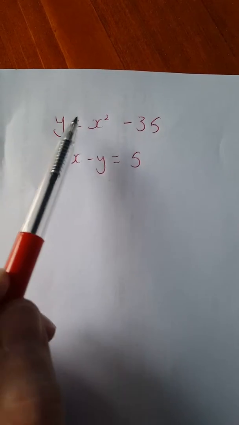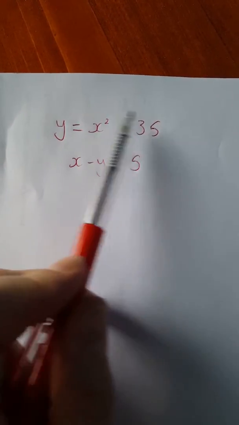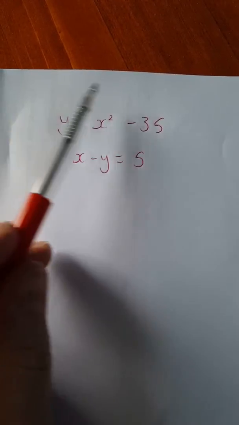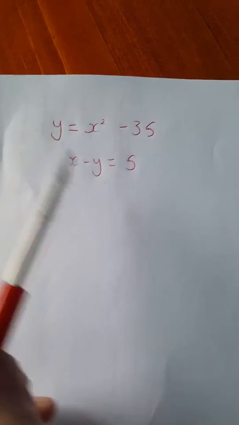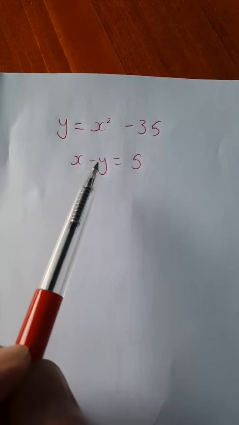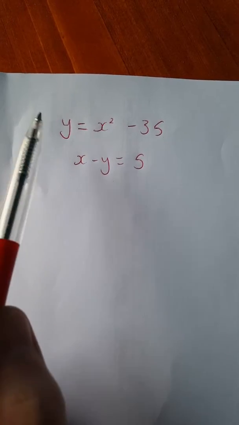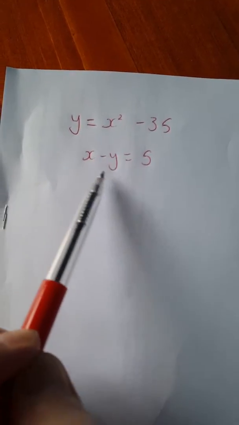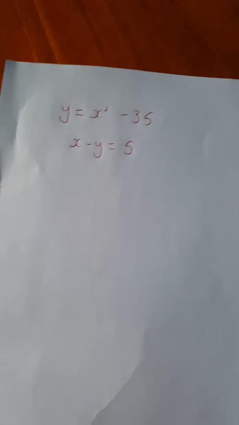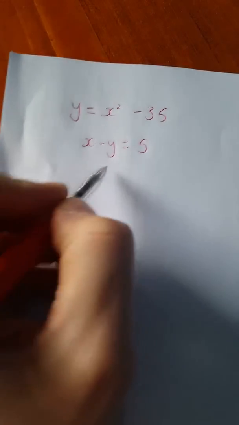So basically what we need to do is rearrange both of these equations. We have a quadratic here and we have a linear here, and what we're going to do is rearrange them so that they're both equal to each other because they both have y in them. So the first thing we're going to do is leave this as it is, but rearrange this one. Sorry, it's a bit blurry for some reason.